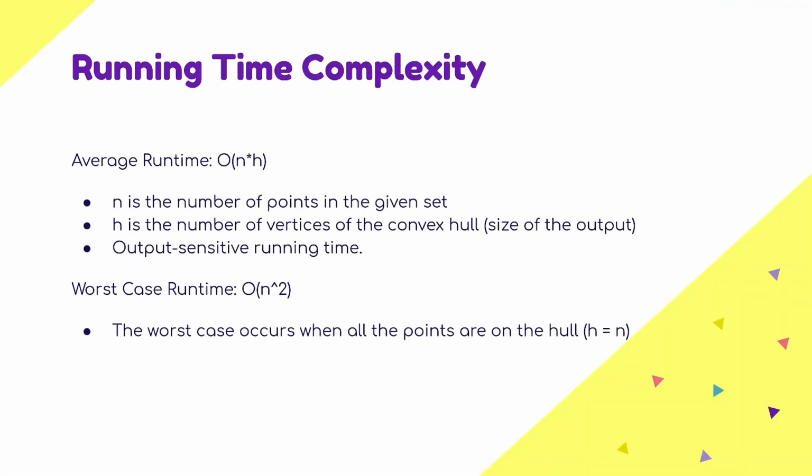The running time of the algorithm is determined by n, which is the number of points in the given set, and h, which is the size of the output. Since we look at n points h times, our average runtime is O of n times h. Our worst case being if all the points in the given set lie on the boundary of the convex hull, giving us a total runtime of O of n squared.